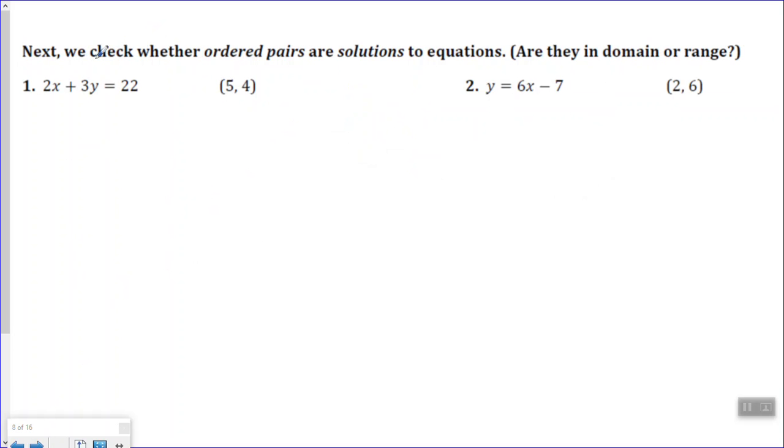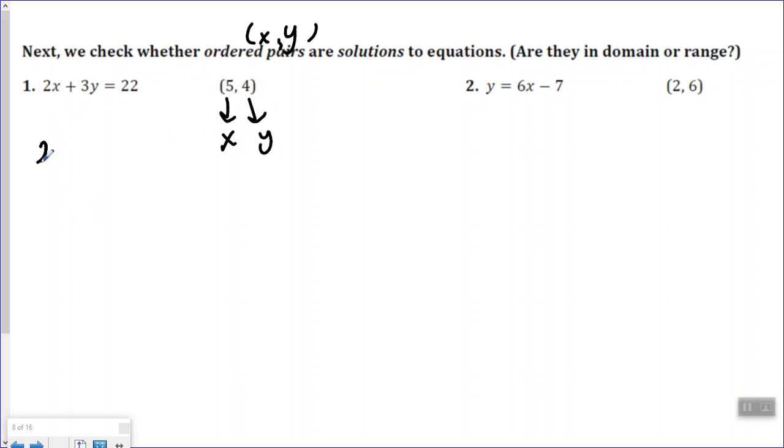Okay, next we check whether ordered pairs are solutions to equations. Are they in domain or range? So you have to know when you have ordered pair, x comes first and then y is the second number. So 5 is x, 4 is y. So you can plug 5 into x and 4 into y.